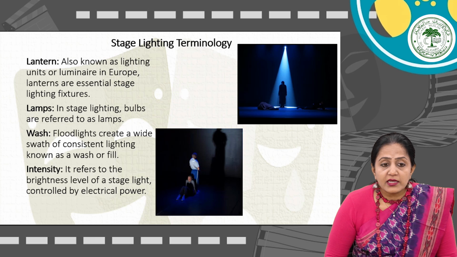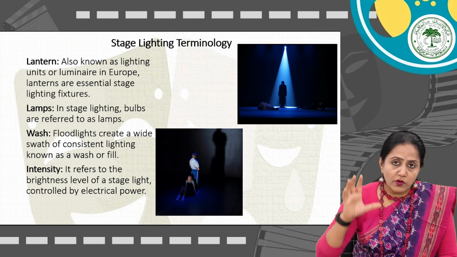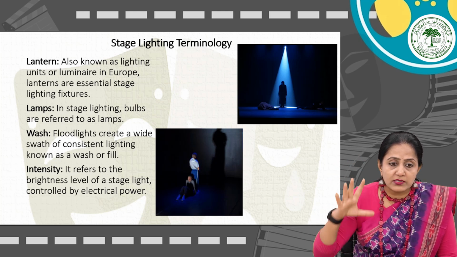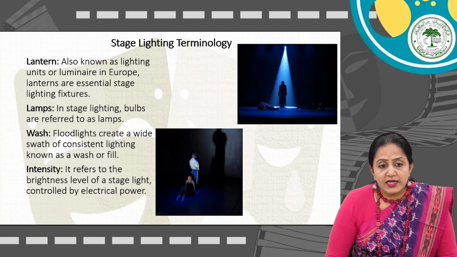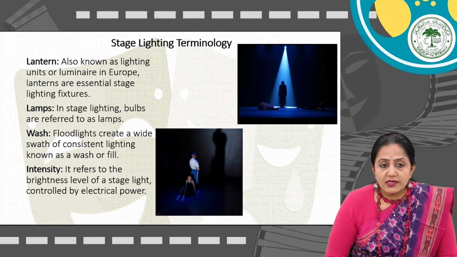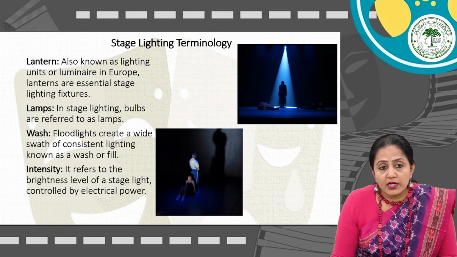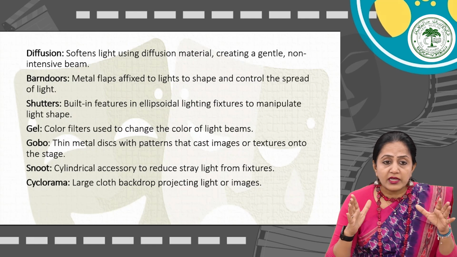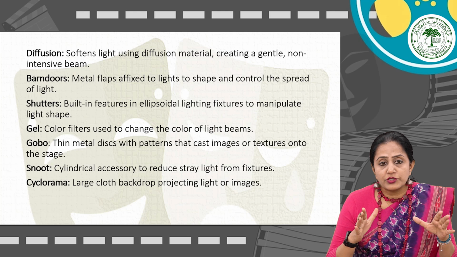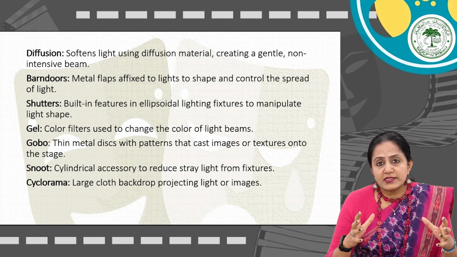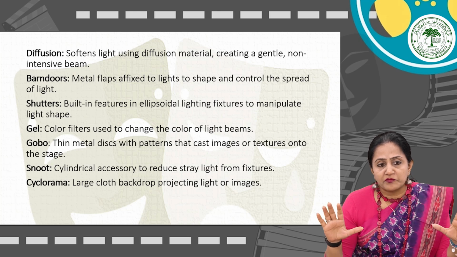Then intensity refers to the brightness level of light, when you want to make it dim, when it is bright, when it's very sharp, and it is controlled by electrical power. So these are some terminologies. Then others are like diffusion. Diffusion means creating a soft impact using diffusion material, creating a gentle, non-intensive, very light kind of beam.